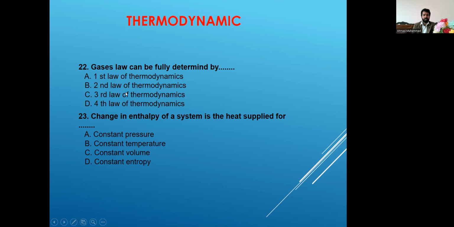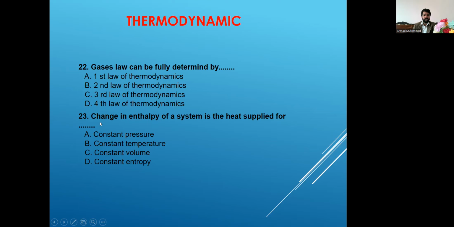So the correct option from these options is option D. Gas law can be fully determined with the fourth law of thermodynamics. For question 23, change in enthalpy of a system is the heat supplied for constant pressure, constant temperature, constant volume, and constant entropy is the fourth option.